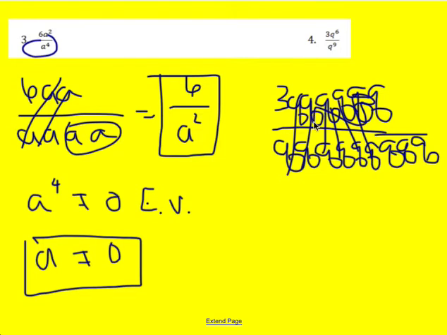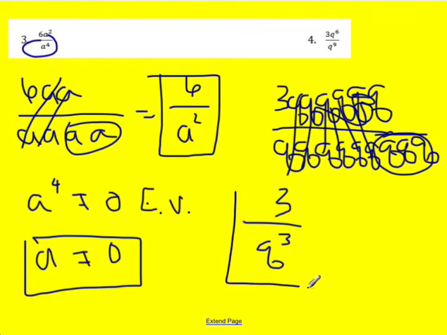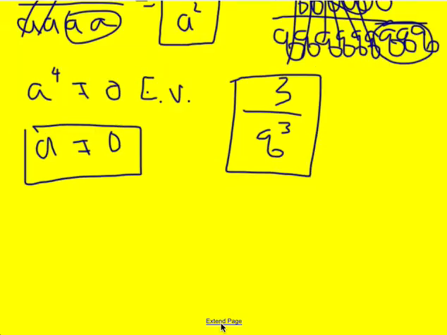Oops, that one got twice. So I canceled all of those, and I have 3 q's left on the bottom. So I have 1 3 on top and 3 q's on the bottom. Well, q times q times q is going to give me q to the 3rd. So that right there is your simplified rational expression.